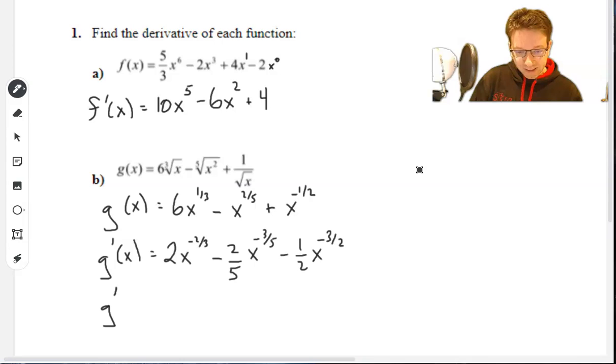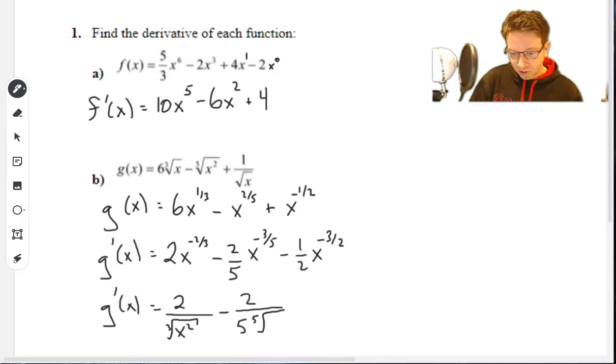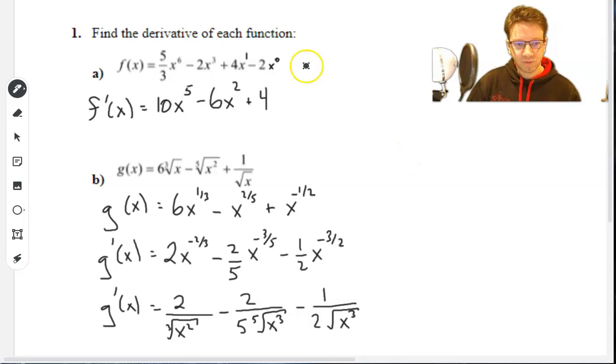And we can put that back into radical form. So we would have 2 over x squared, and the cubic root of that, minus 2 over 5 times the 5th root of x cubed, and finally minus 1 over 2 times the square root of x cubed. Okay.